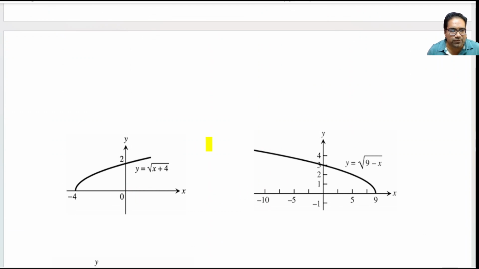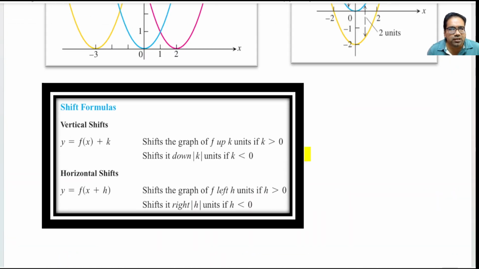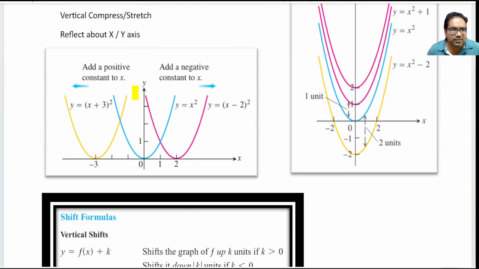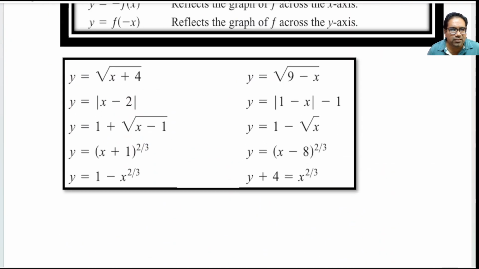f of x plus 4. Earlier we discussed that f of x plus 4 is a shift to the left side. For example, this is f of x and f of x plus 3. f of x plus 3 means shifting left. f of x minus 2 means shifting right, right? So we start with f of x. f of x is root x.